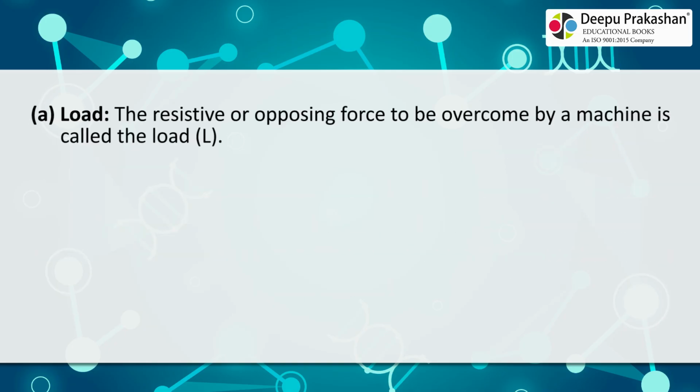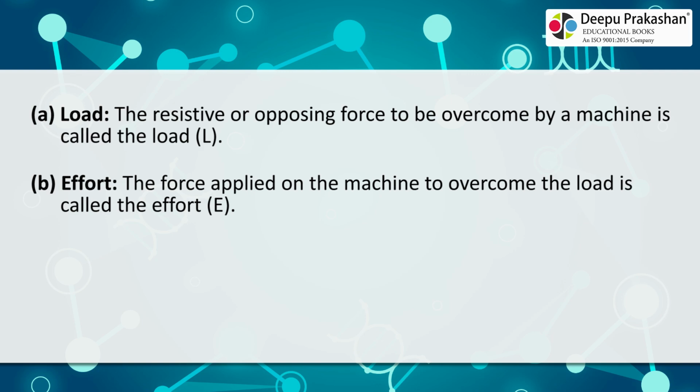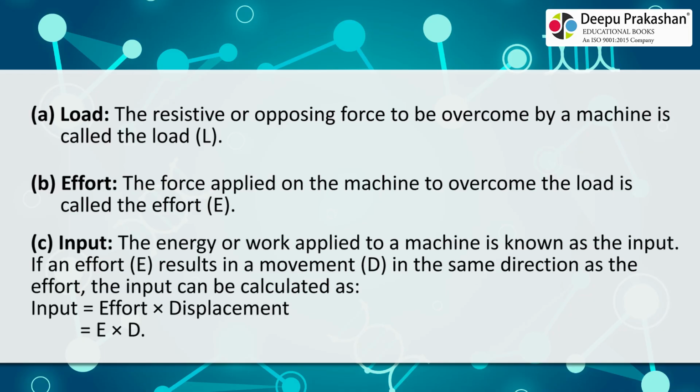A. Load. The resistivity or opposing force to be overcome by a machine is called the load, L. B. Effort. The force applied on the machine to overcome the load is called the effort, E. C. Input. The energy or work applied to a machine is known as the input. If an effort, E, results in a movement, D, in the same direction as the effort, the input can be calculated as input is equal to effort into displacement is equal to E into D.